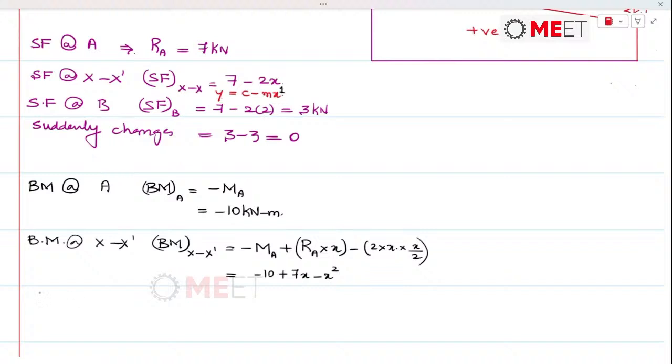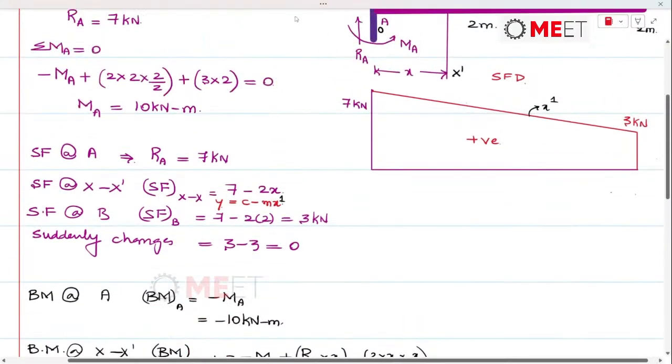So this will be the bending moment at section XX, and if we are required to calculate the bending moment at point B, that is going to give us x equal to 2 meters. If we substitute x equal to 2 meters, that is minus 10 plus 7 into 2 minus 2 square, so this is minus 10 plus 14 minus 4, which is equal to 0. So bending moment at point B will be 0.